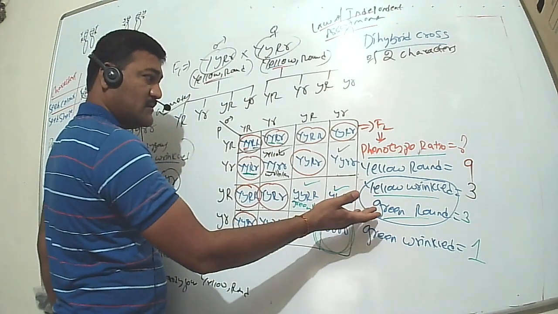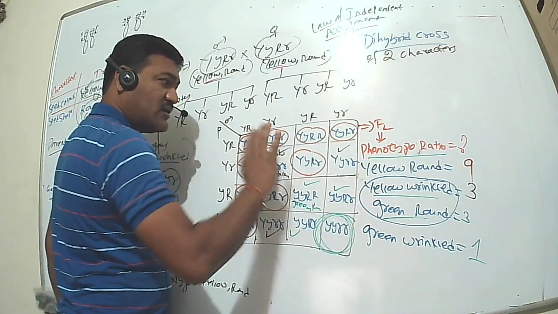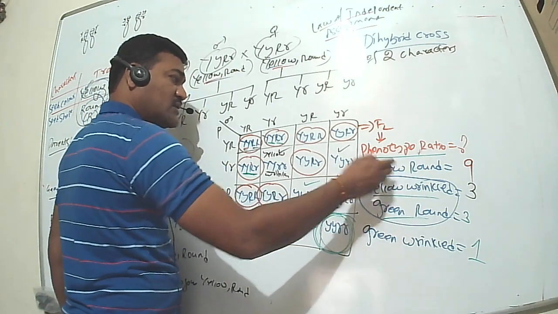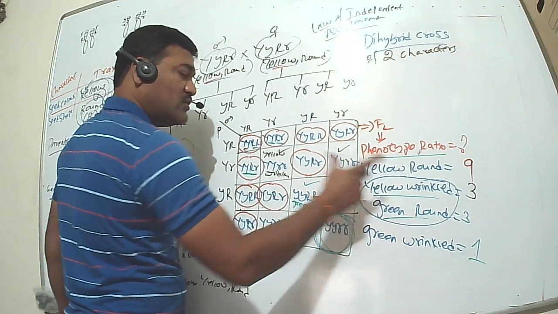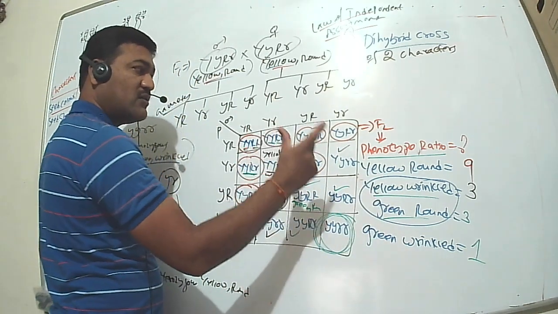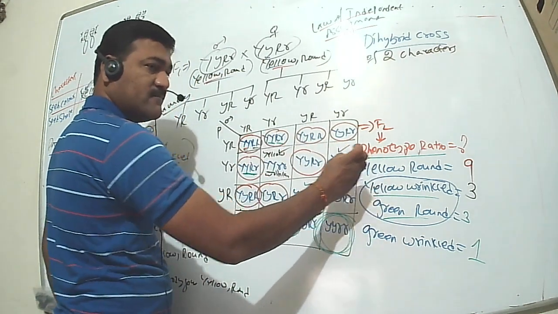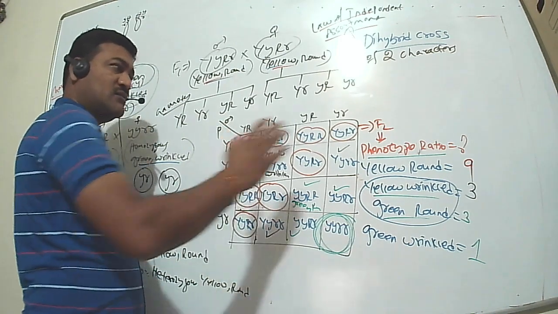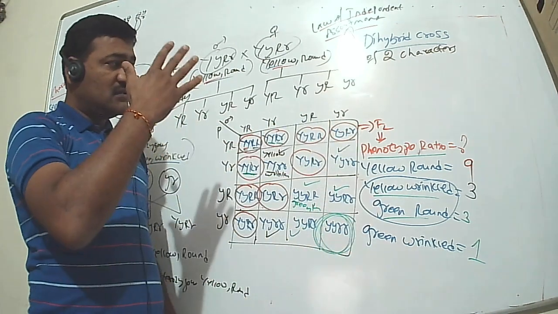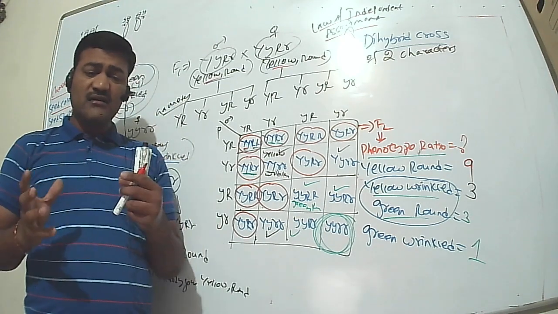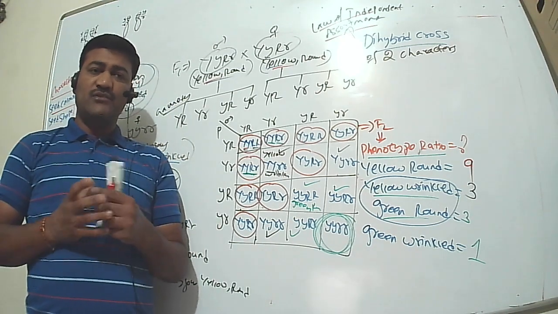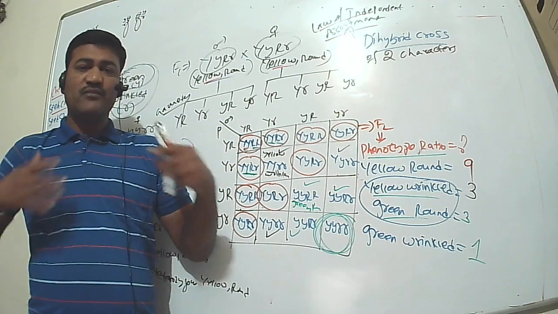Yes. When it's yellow, it's not necessary that it should definitely be round. Yellow can also come in a combination with wrinkled. This yellow and round, they're not influencing one another. They're not sticking together. They're not combining together. What I want to say is that the seed shape and the seed color, the two characters don't influence one another. They don't govern each other. They're independent in their inheritance.